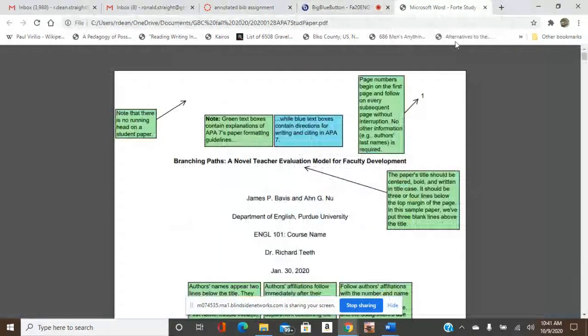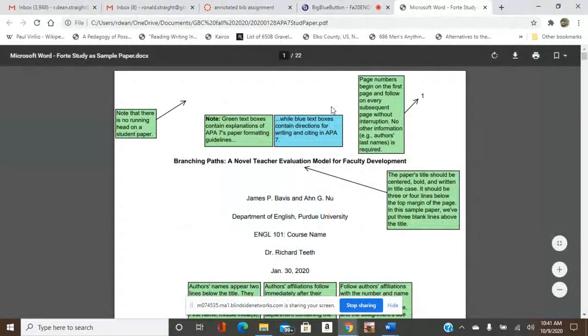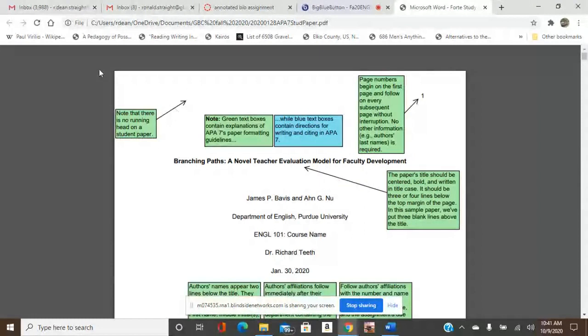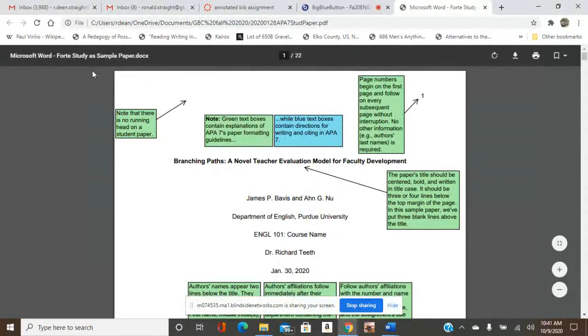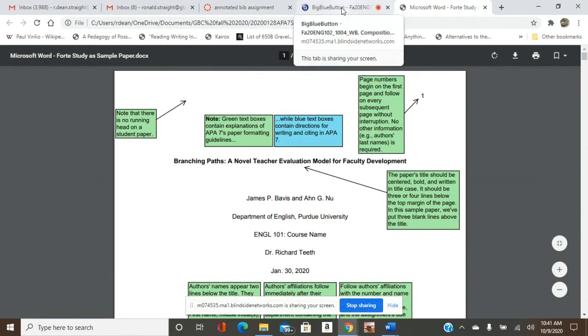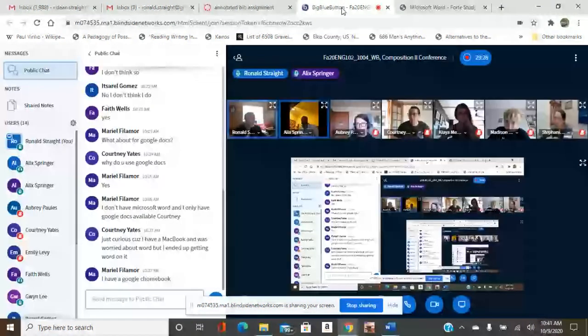So everyone can see my screen. I have a Microsoft Word document open for the Forte study sample paper. It's actually inside your folder for you if you're looking for it. It has some weird number and then it says sample paper at the end of it. I think it's at the top of the list. So I'm just going to move forward. But before I do, let me switch back over one more time and say, does anyone have a question about the annotated bib?